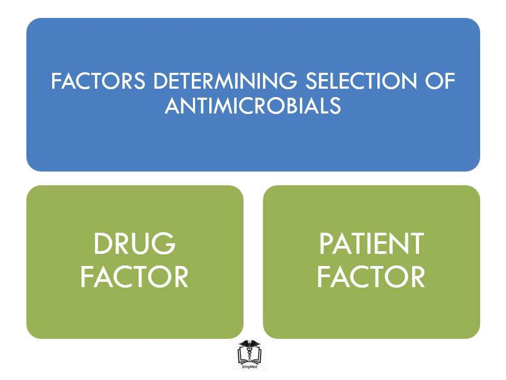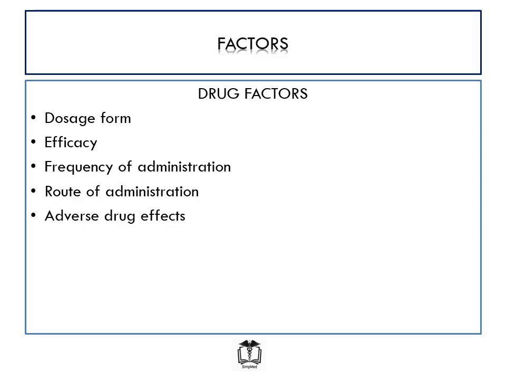Let's go to factors. What are the factors that tend to determine the selection of antimicrobial drugs? There are two major factors we should consider when we are selecting an antimicrobial agent. Remember that we have a number of antibiotics in circulation in pharmacology, and what makes us pick a particular antimicrobial agent or antibiotic over another are two major factors: a drug factor and the patient factor. We'll talk about these factors in the next slide. Starting with the drug factor. These are factors peculiar to the drug that would prevent or allow us to select a particular antimicrobial agent.